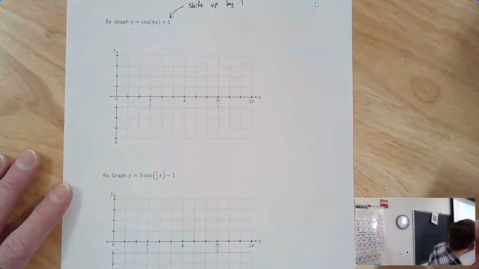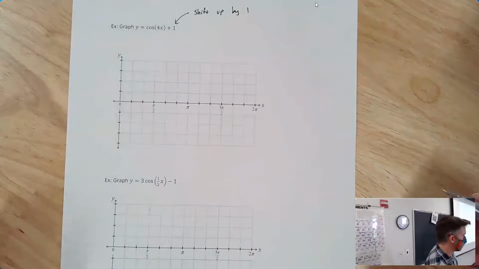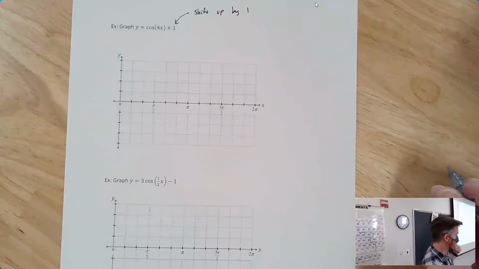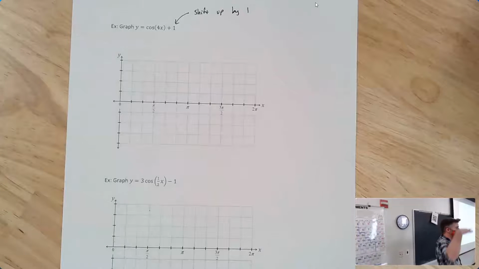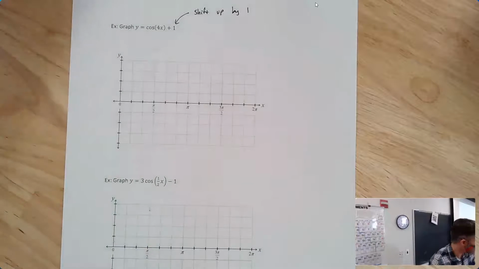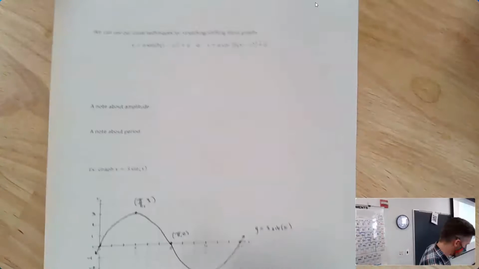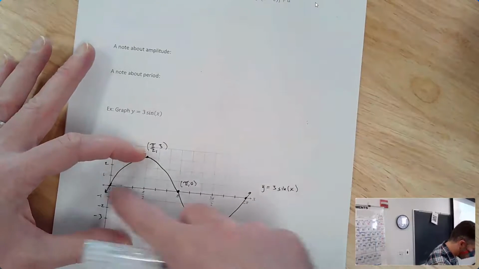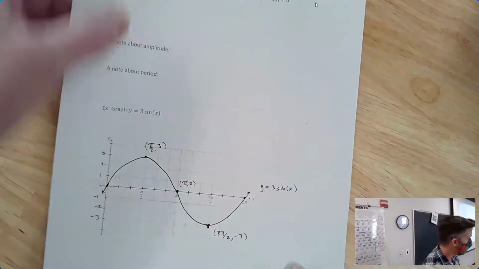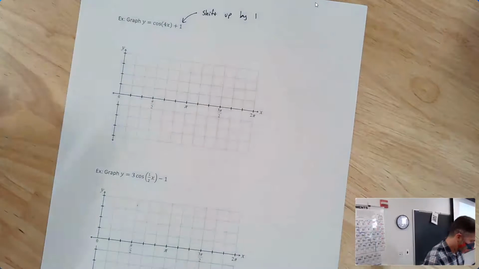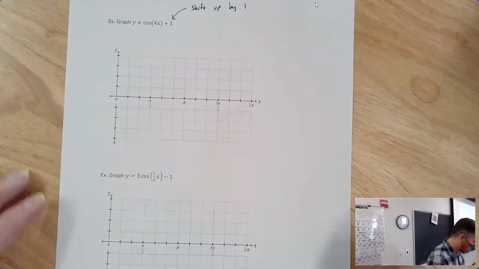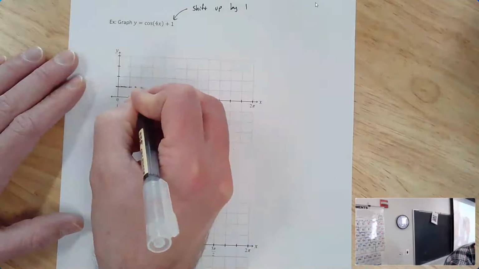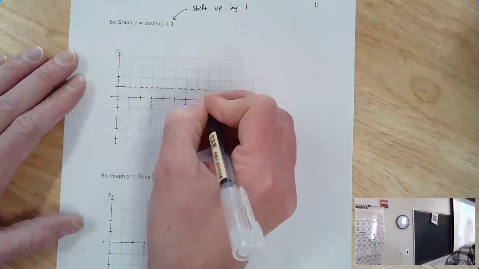And when I have an upward shift, what I usually like to do is draw a new middle. Usually if you haven't shifted it up or down, the middle is the x-axis. Looking back at the previous example, the middle of this graph vertically, you're 3 above, you're 3 below, the middle is y equals 0. But now we're shifting everything up by 1. So it's easiest to say I'm going to have a new middle. My new middle is y equals 1.